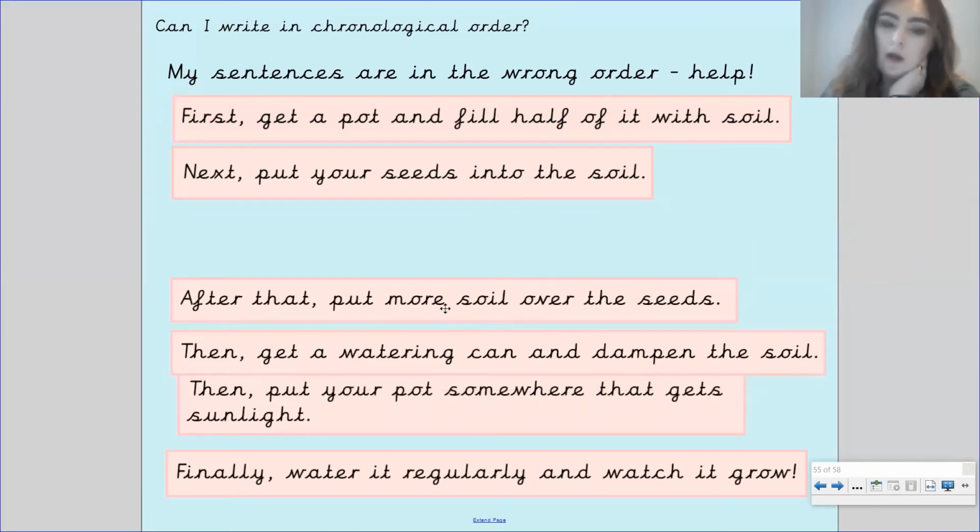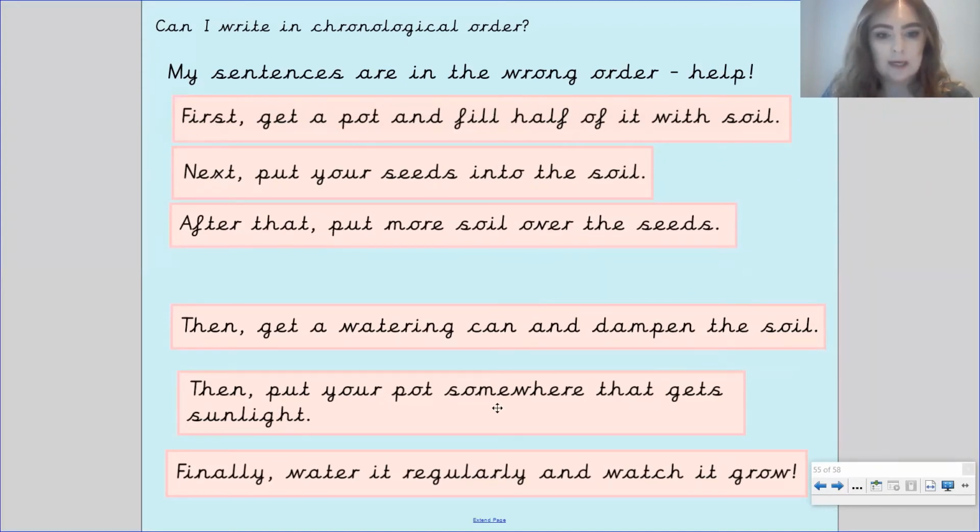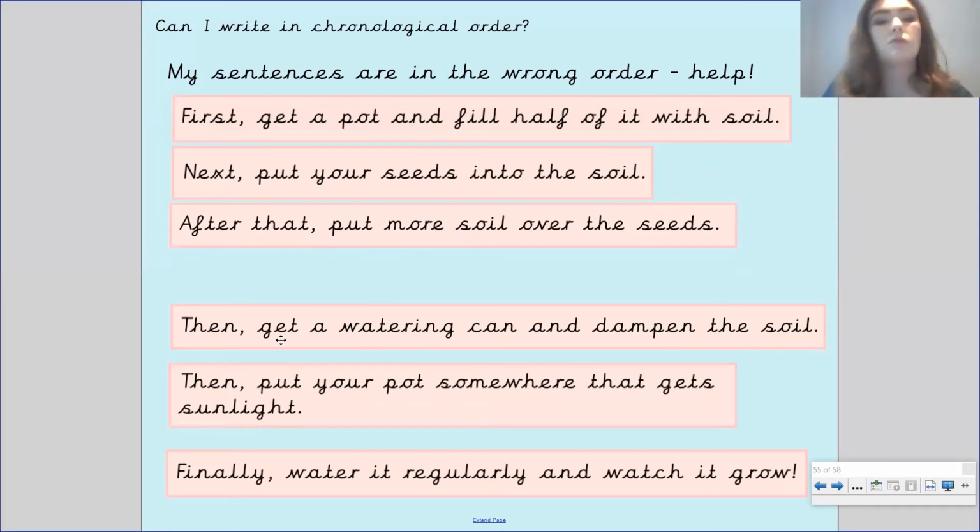Here we've got after put more soil over the seeds, or then get a watering can and dampen the soil. Because I need to put more soil over the seeds, I think I'm going to do that before I dampen the soil, because that just makes more logical sense. So we'll put after that, put more soil over the seeds. And now we've got these 2 to put into correct chronological order. So it says, then get a watering can and dampen the soil, or then put your pot somewhere that gets sunlight. Now, the one that makes most sense here would be to dampen the soil first.